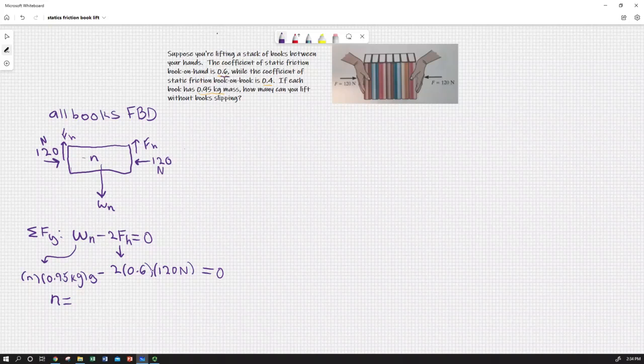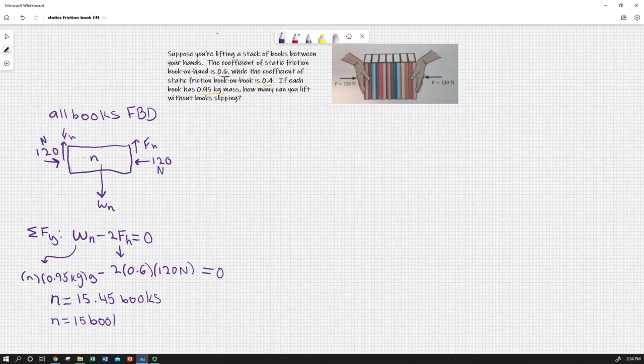So we'll do a little algebra. We have 2, enter, 0.6 times 120 times 9.81 divide 0.95 divide, and we have n equals 15.45 books. And we would of course round down to the nearest book below, so n equals 15 books.